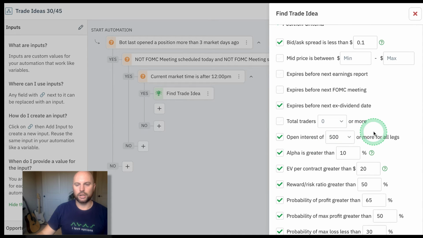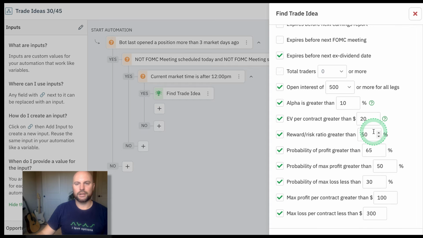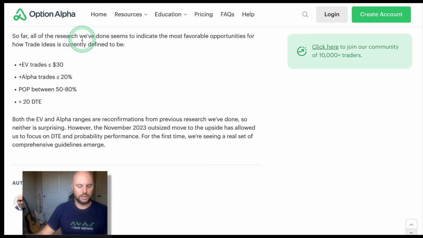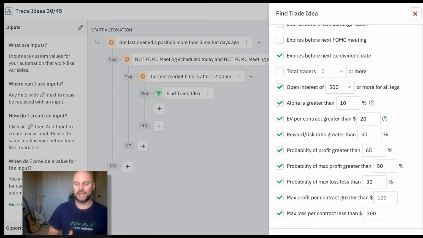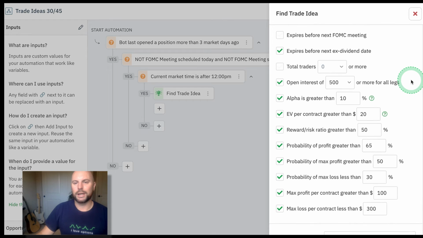You know, based on all that stuff we've been looking at, what we have had as the main takeaway from that research is we're looking at positive EV trades, positive alpha trades above 20 days to expiration with a probability of profit somewhere in that 50 to 80% range. So I let that drive this. And this is how it's been set up since it's been running. So all those stats that we saw earlier, it's the same thing that we're looking at here. It's been running the same trade setup identifiers.